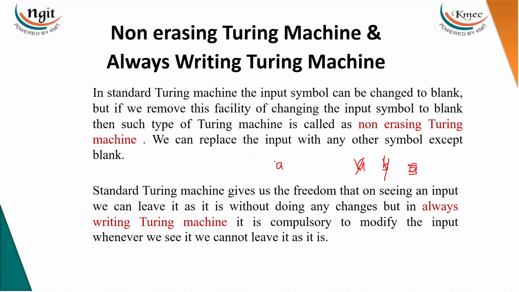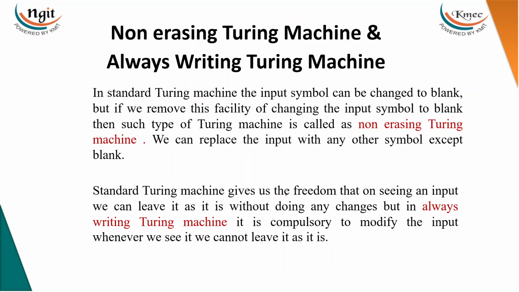Changing A to X is rewriting it. Changing delta to epsilon means we are removing it. Or changing Y to epsilon means we are removing that. So if you are blocking this, if you are not allowing this removal of symbols, then we call it a non-erasing machine. We can replace the input with any other symbol except the blank. That's the meaning of it.